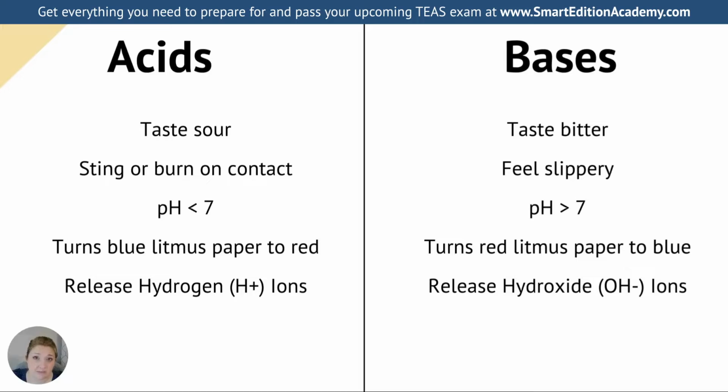Here's some other things that make them different. Acids have a sour taste. So common acids like stomach acid or citrus are acidic, and they have a sour taste. They will sting or burn on contact. They have a pH that is less than 7. And when we do the litmus paper test, they will turn the blue litmus paper into red. And we'll talk a little bit more about the litmus test in just a second here.